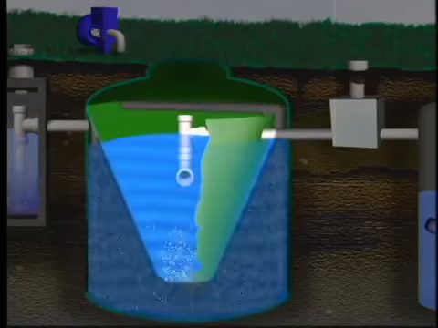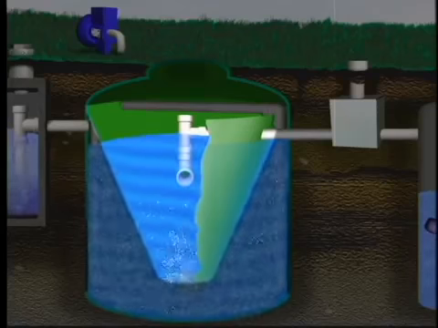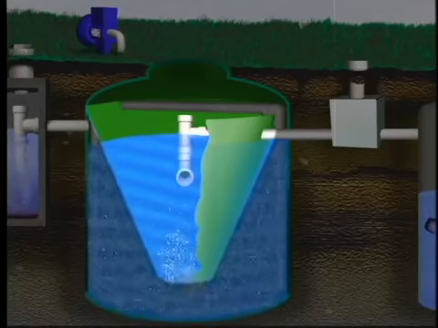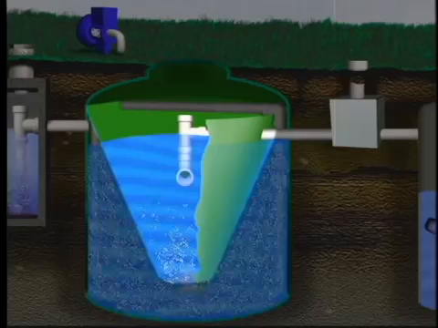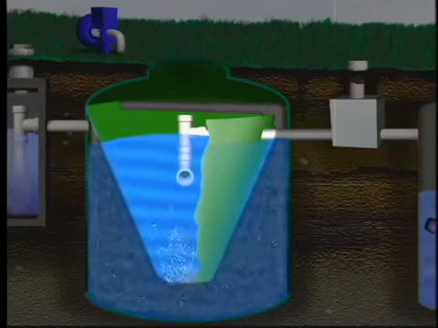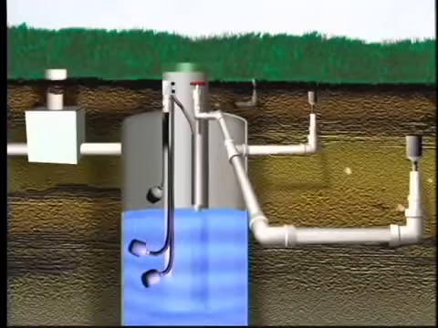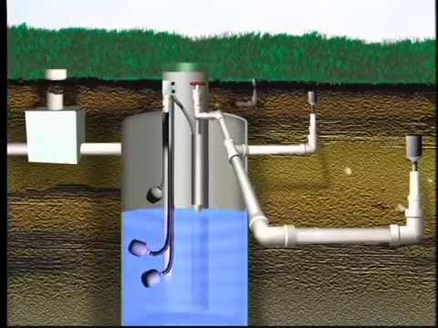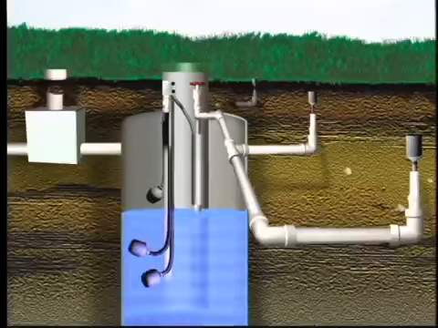The third component is a settling chamber, commonly called a clarifier. This allows the microbes to settle out. This clarifier also includes a method for returning the bacteria to the aeration chamber. Finally, the land application system distributes the treated water into the soil.